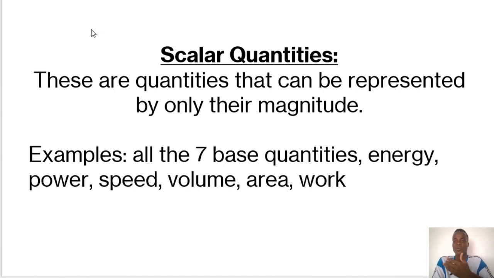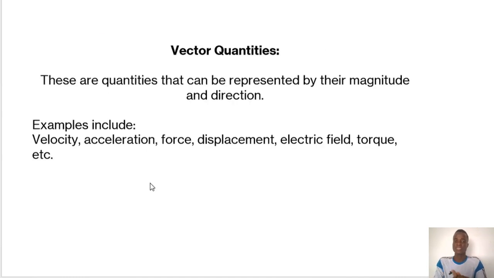You're talking about scalar quantities. These are quantities that can be represented only by their magnitudes. So we have other ones like energy, power, speed, volume, area, work. Yes, as an example that we can see, right? Those are examples of scalar quantities.